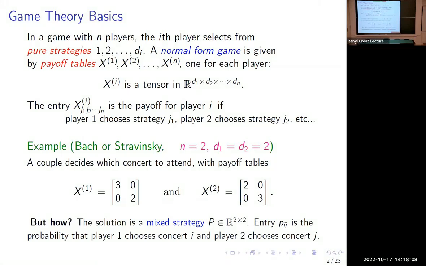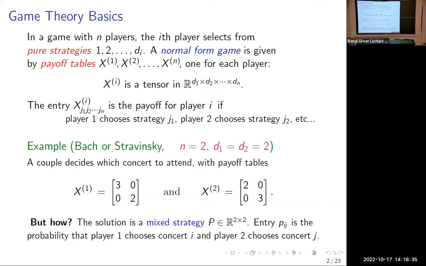Now, just by way of example, if n is 2, this is a 2-player game. And in this case, we'll do binary choices. So we discussed over coffee, so as not to use gender, I'm going to choose Bach or Stravinsky. A couple would like to attend a musical concert, and the choices are either attend Bach or Stravinsky, but they have a strong preference of going together.